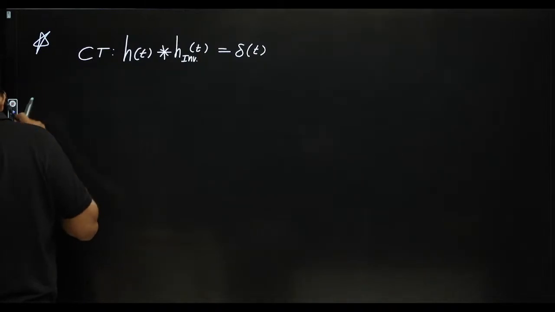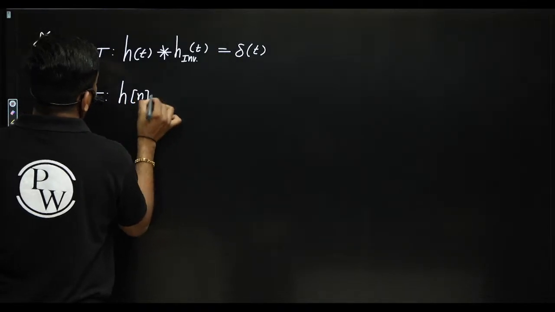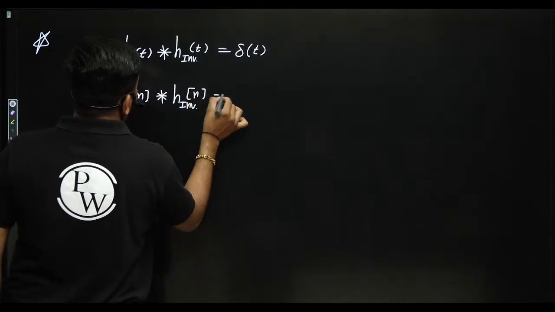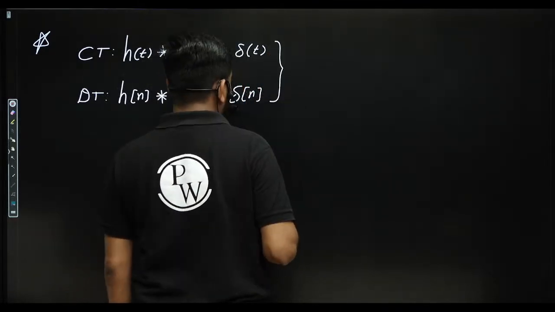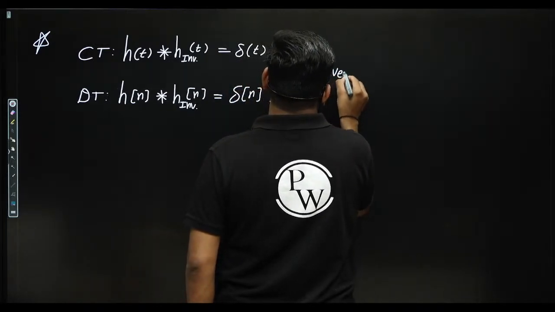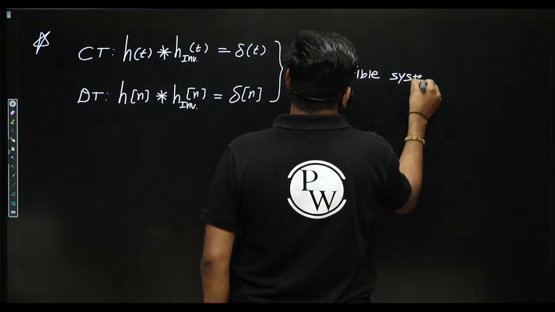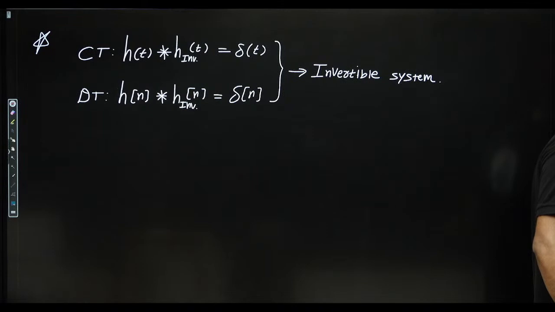And the same thing is applicable for the discrete time also. H of n convolution with the impulse response of its inverse system is del n. In this case only, it is said to be an invertible system, guys. Fine. Clear?